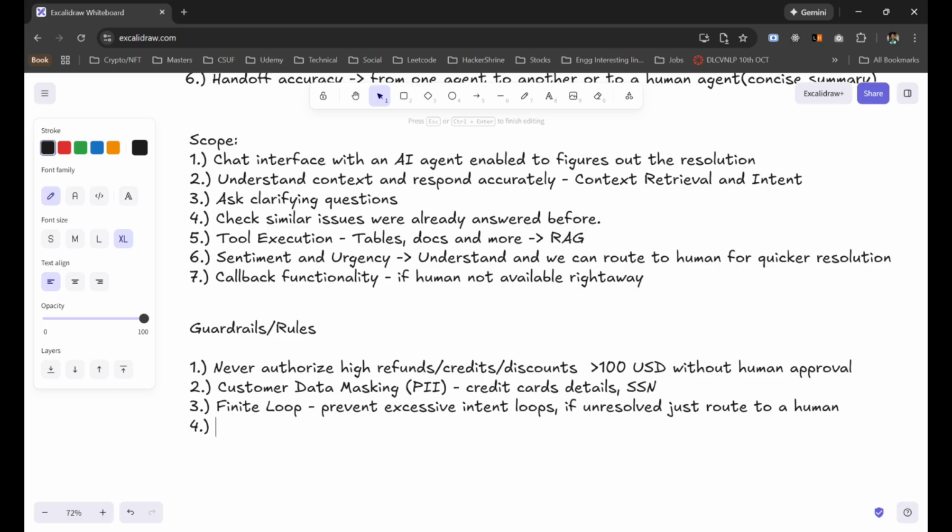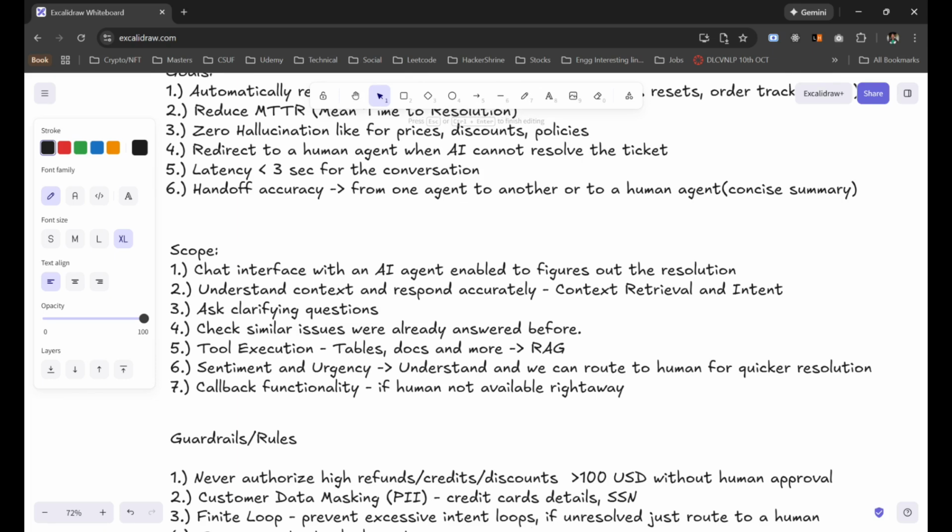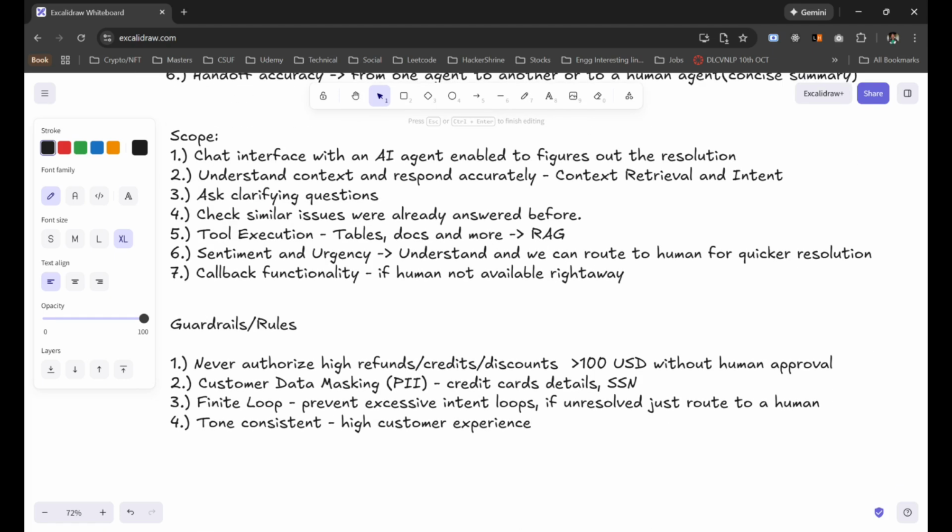For this entire journey, the tone should be consistent. This would give a high customer experience, right? So we could have these 4 rules for now and these goals. I think this pretty much covers a lot of things for this particular design. There are a lot of things for this particular problem. It's a very open-ended problem statement, but you can narrow it down if you take an example and do it. Okay.